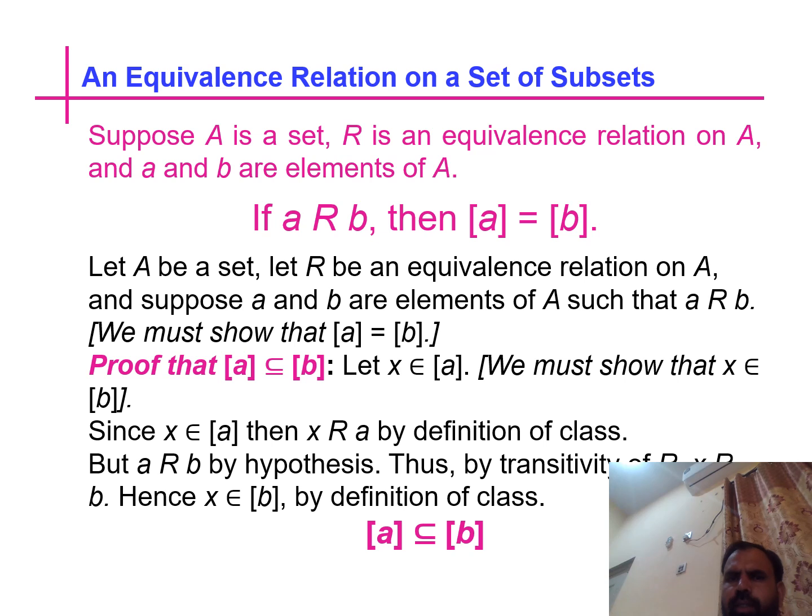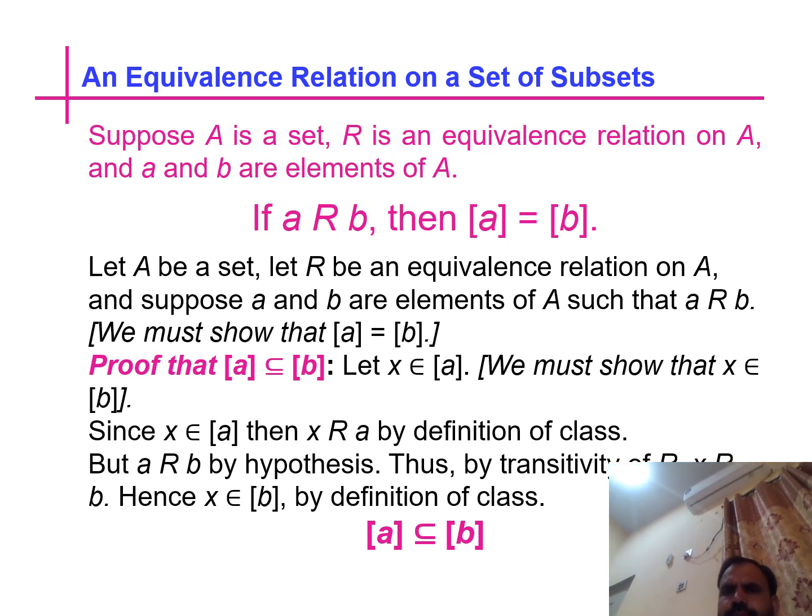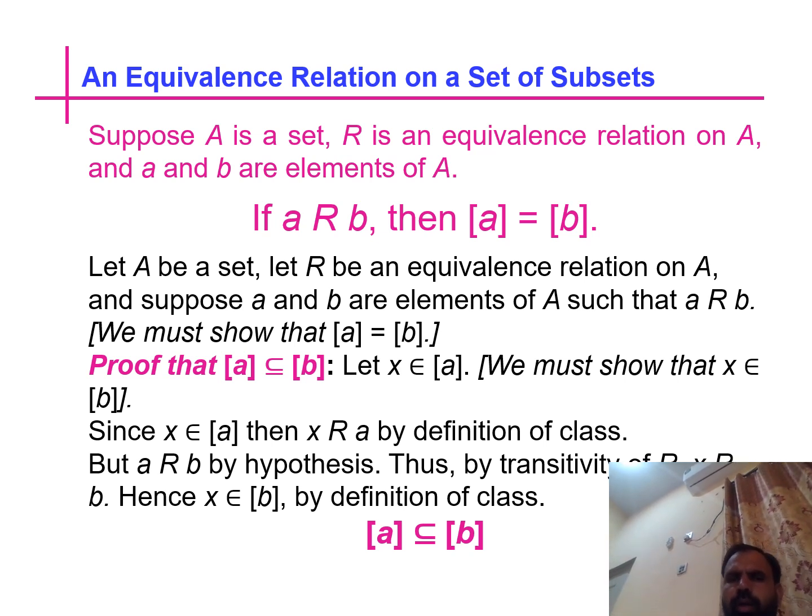Suppose A is a set and R is an equivalence relation on A, and a and b are elements of A. If a is related to b, then the class of a equals the class of b. Let A be a set, let R be an equivalence relation on A, and suppose a and b are elements of A such that a is related to b. We must show that the class of a equals the class of b.